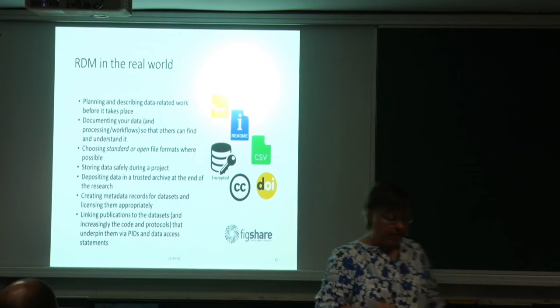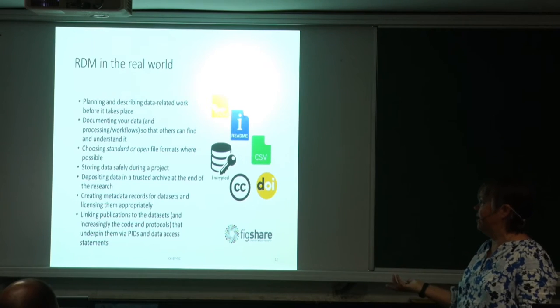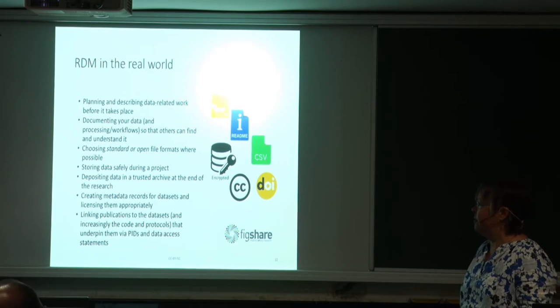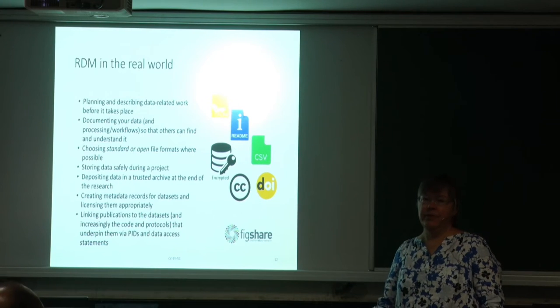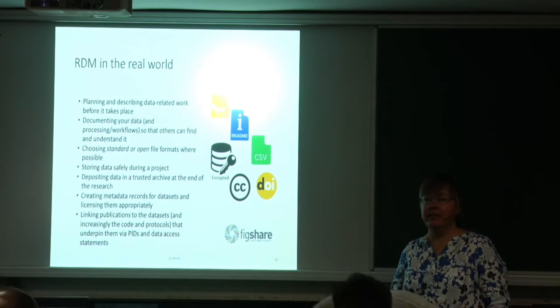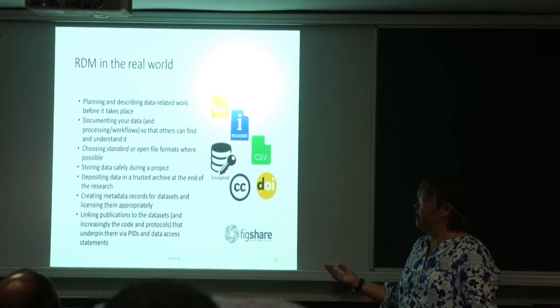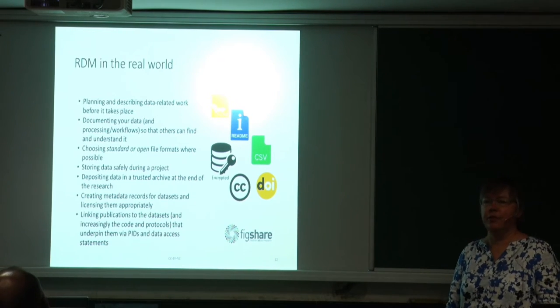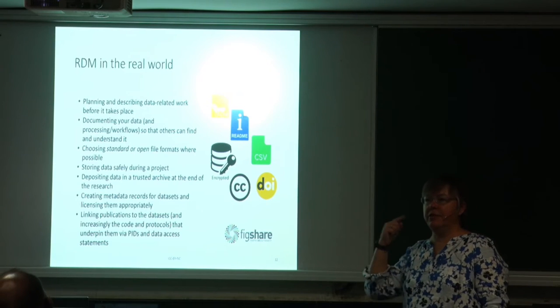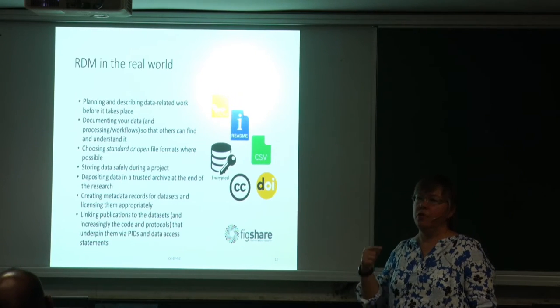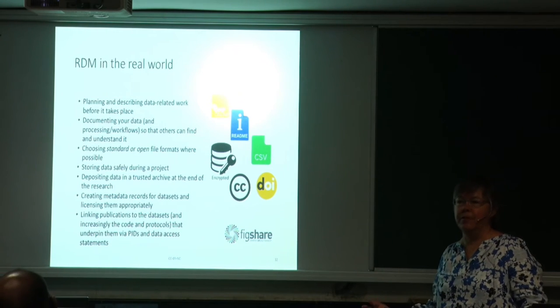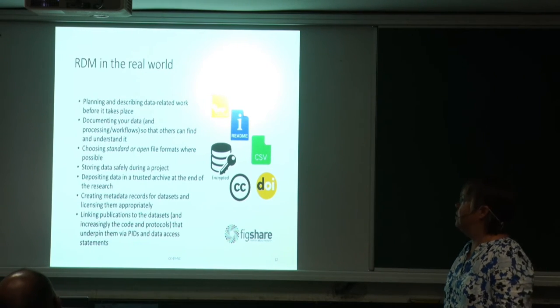So that was the wordy definition, and this is more of all the kinds of things it might involve. Research data management is about planning in advance, planning and describing the type of data management you're going to do during the project, thinking not just about the research question that you're going to answer, but how you're going to manage that data throughout the project. That might be new to some people who don't think about that consciously.